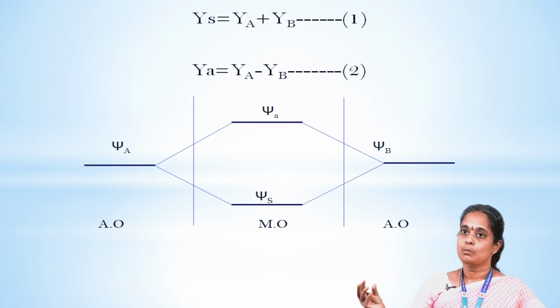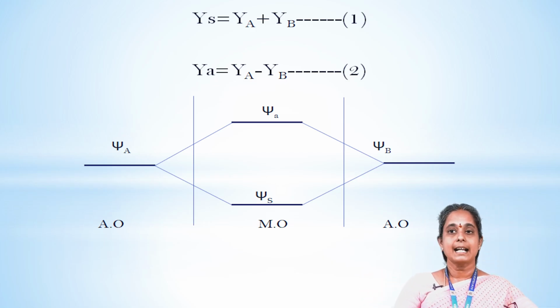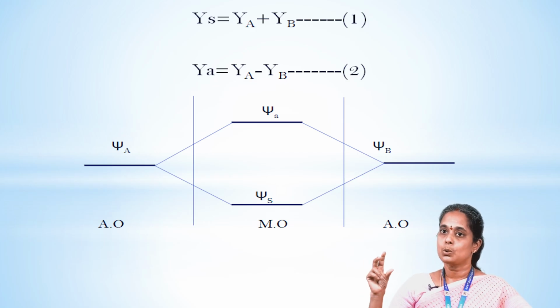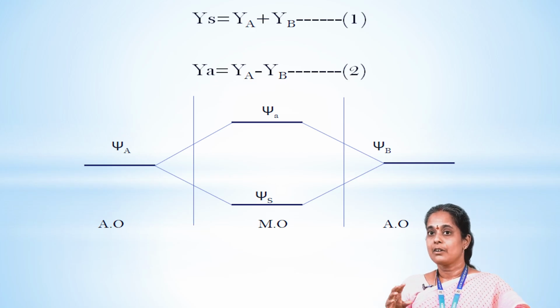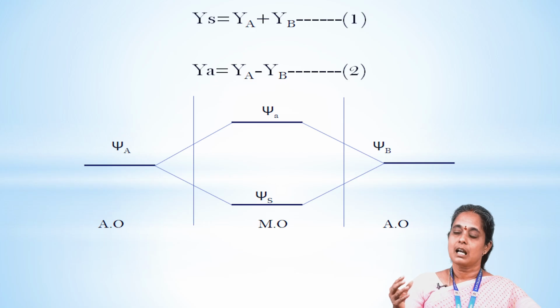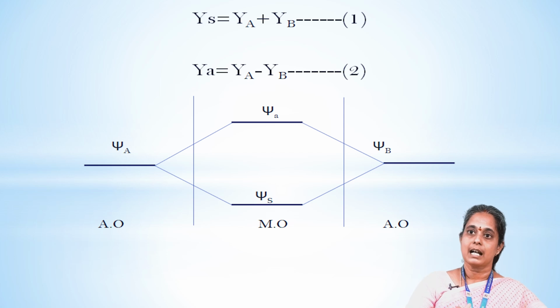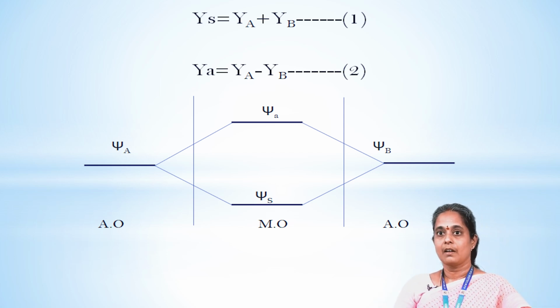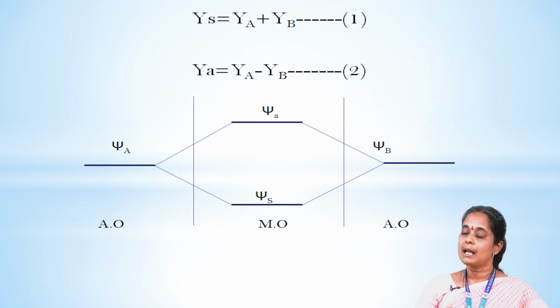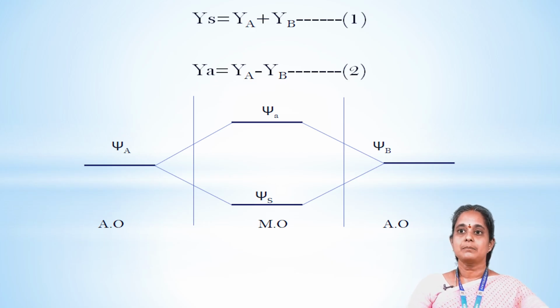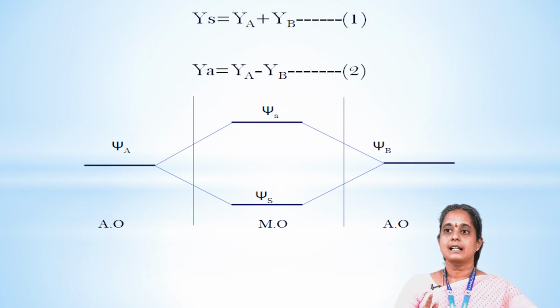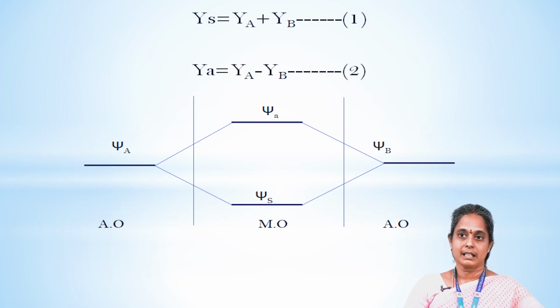The formation of bonding molecular orbitals and anti-bonding molecular orbitals from two atomic orbitals Ψa and Ψb is shown in the figure. Thus, we find two atomic orbitals combine to give two molecular orbitals, one of which is bonding and the other is anti-bonding. When the two atomic orbitals overlap in a linear fashion, we get two molecular orbitals. They are termed sigma and sigma star. Sigma is for bonding and sigma star for the anti-bonding representation.